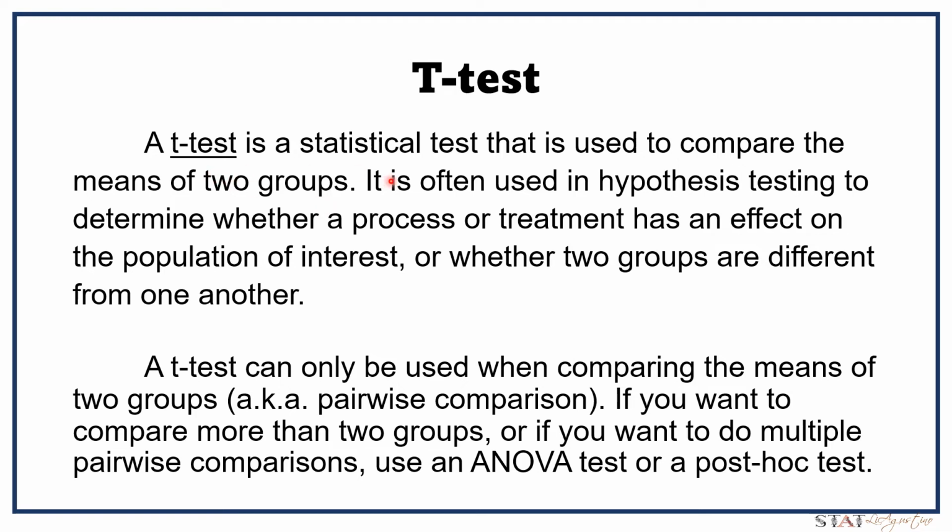So a t-test is a statistical test that is used to compare the means of two groups. It is often used in hypothesis testing to determine whether a process or treatment has an effect on the population of interest or whether two groups are different from one another. A t-test can only be used when comparing the means of two groups. If you want to compare more than two groups, then we can use another statistical tool, but usually it is analysis of variance in parametric tests.